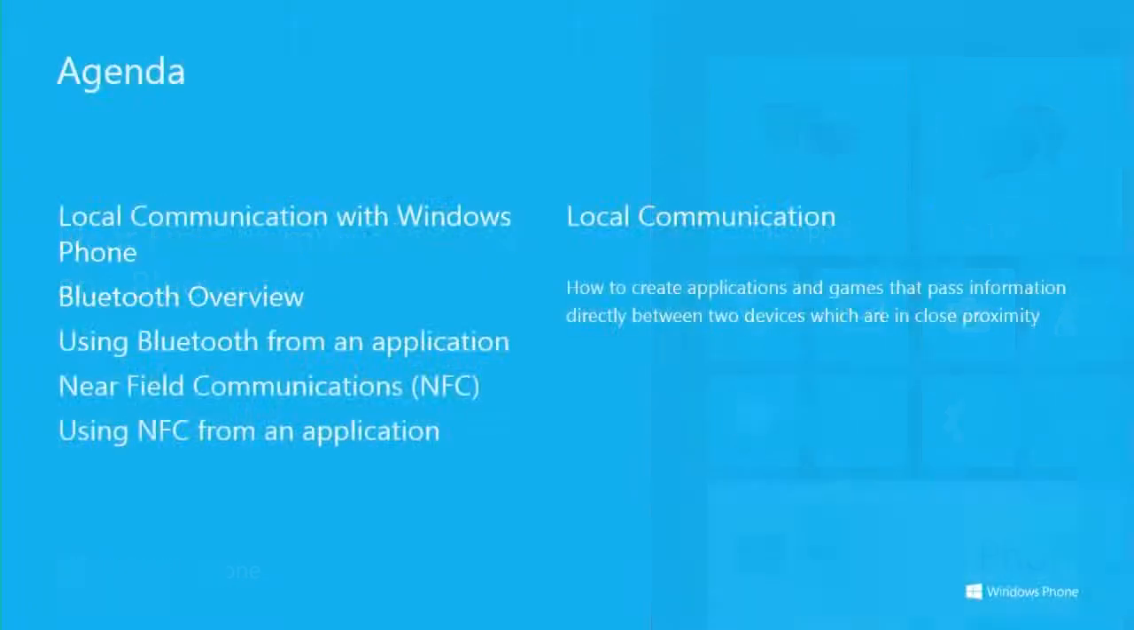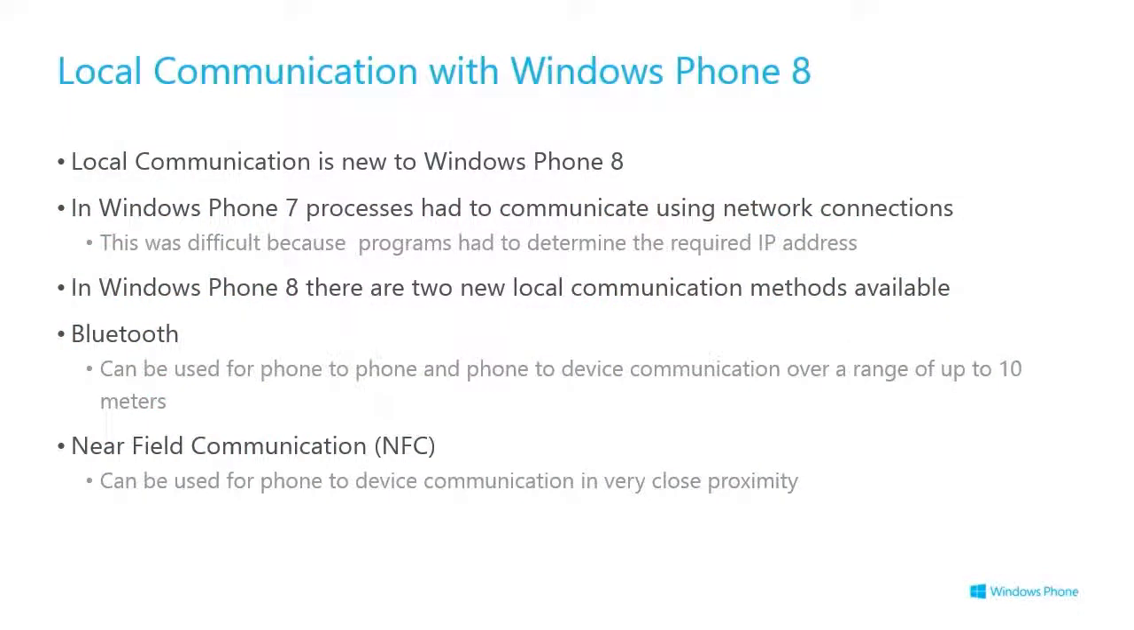So this is the agenda for this one: Bluetooth and NFC. That's kind of what we're talking about. This is a whole new API, with some new capabilities for Windows Phone 8. We only had regular network communications with Phone 7, but we've now got the ability to use Bluetooth, which can be used in two ways: phone to phone, so app to app, shall we say, and phone to device, so you can kind of drive robots and stuff.